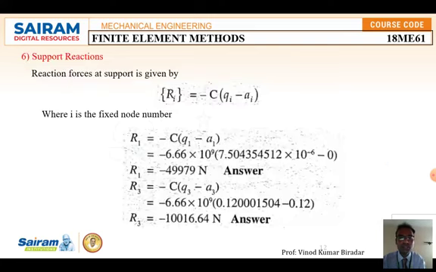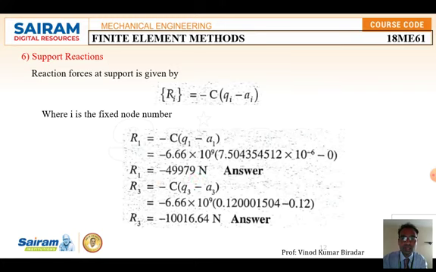Support reaction: we already know that in the penalty method we use the formula R is equal to minus C times (Qi minus Ai), where i is the fixed node number. Here the first node and the third node are fixed, so you have to calculate for those nodes. Support reaction R1 is equal to minus C (Q1 minus A1), so A1 is 0, Q1 we already calculated, and C we already calculated. Substitute these values in this equation and you are going to get R1 is equal to minus 499.79 Newton, that is 49,979 Newton, which is acting opposite.